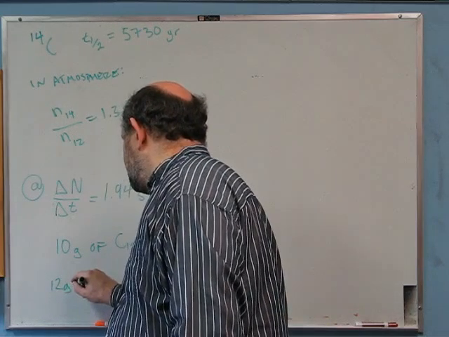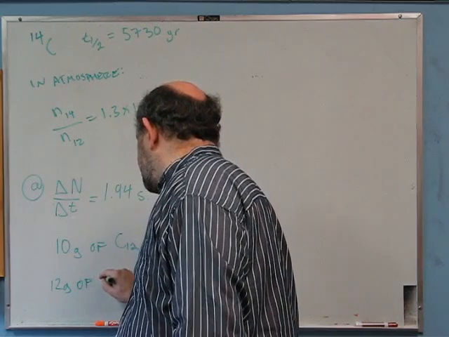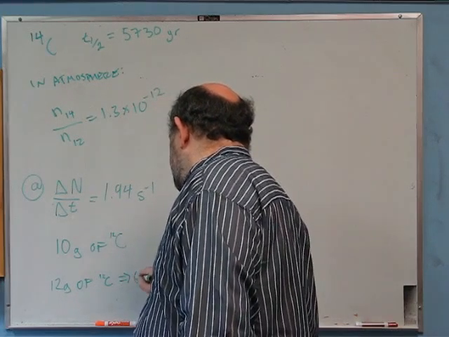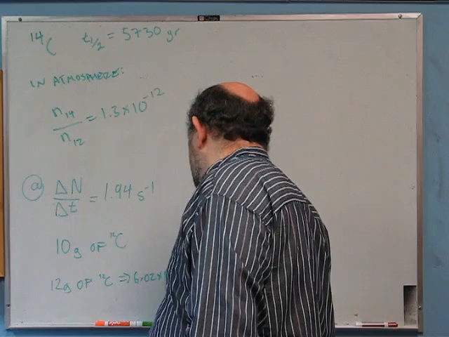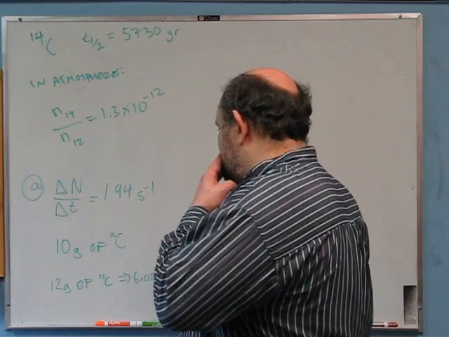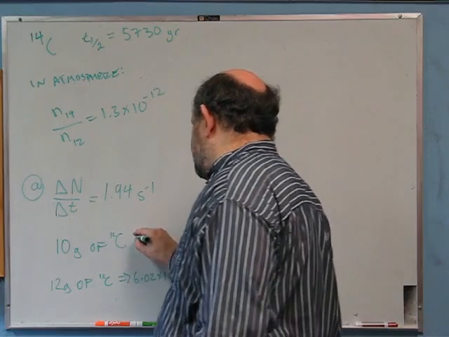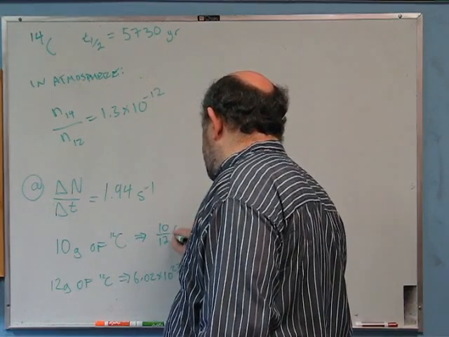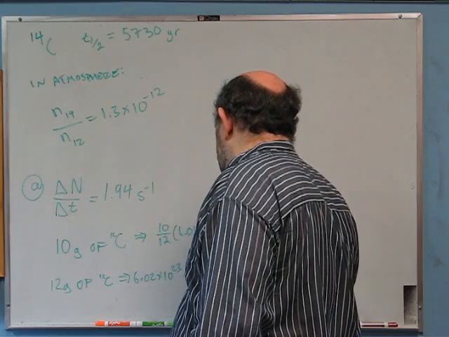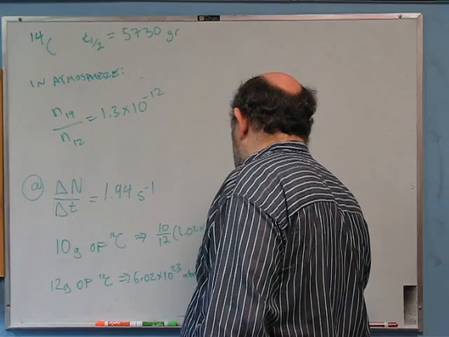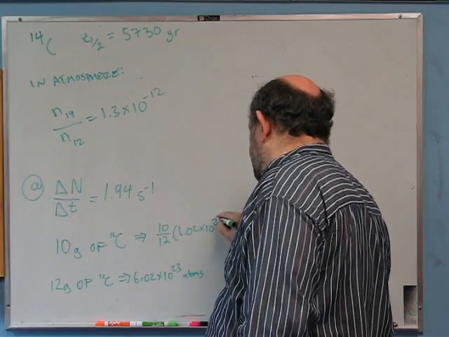12 grams of carbon-12, actually we should write it like that, shouldn't we? 12 grams of carbon-12 means 6.02 times 10 to the 23rd atoms, right? So all we have to do is multiply this by 10 twelfths, because we have 10 twelfths as much. 6.02 times 10 to the 23rd. It's so hard to write, 10 to the 23rd atoms.